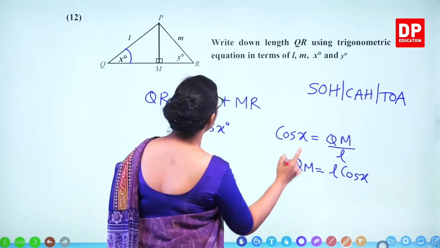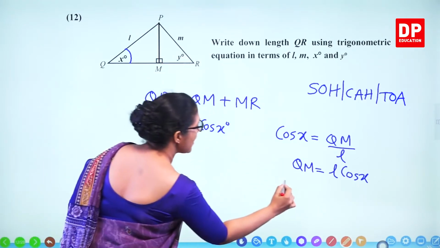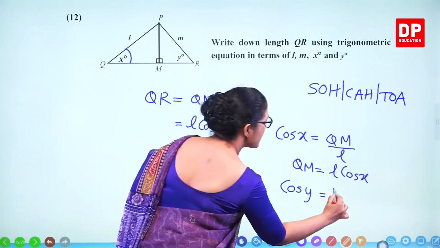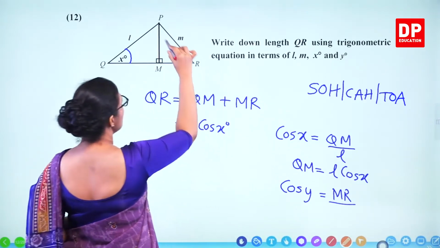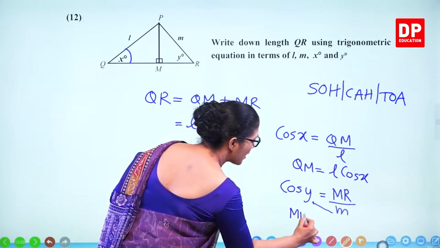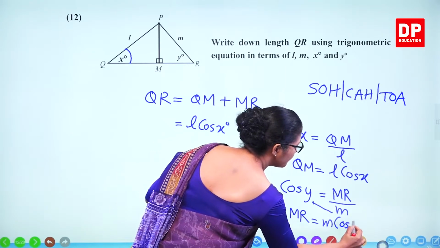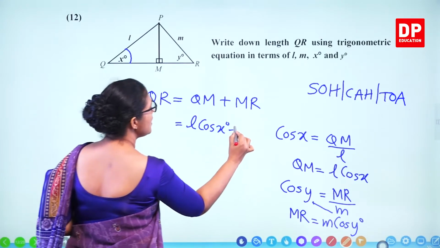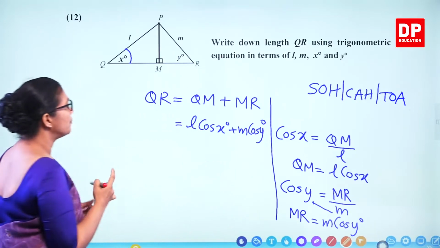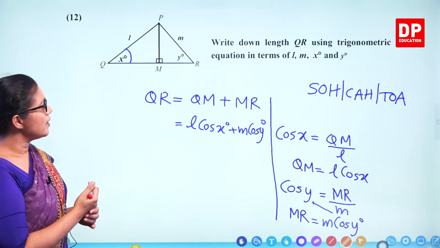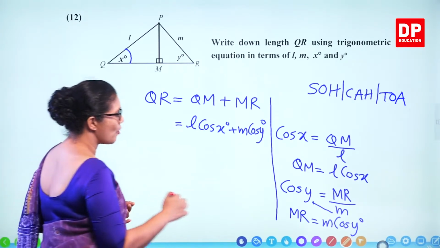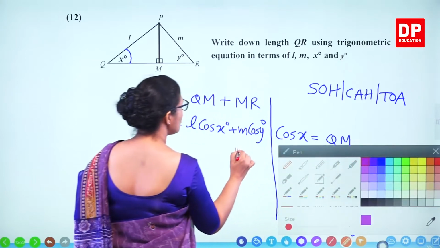What is MR? When you take this one, we can say cos y is, MR is the adjacent and the hypotenuse is M. So when you cross multiply, MR becomes M cos y. So you can substitute here. So can you see that now? QR you can write with L, M, x, y, all these values. So L cos x plus M cos y. So you get 2 marks for that.